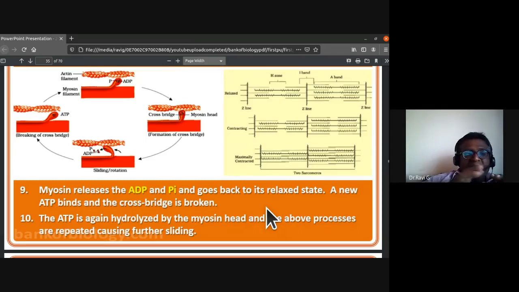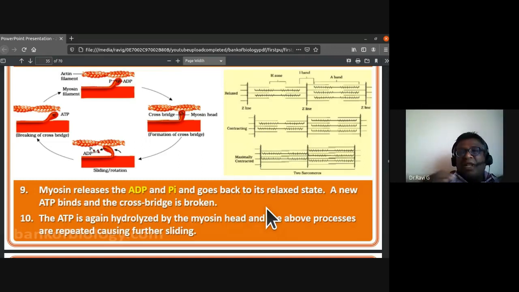sarcomere. Then there is the anisotropic band or dark band. They are made up of both actin and myosin filaments. They have a lighter zone at the center of this anisotropic band, which we call the H zone, or H band. Through the center of it you can find the M line. Now the H zone doesn't have actin, but it has only myosin. Okay, so actins are thin filaments, myosins are thick filaments. So that you have to understand.